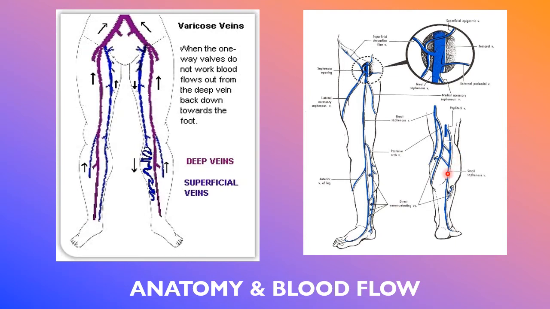As I said, there are multiple communicating veins between the superficial and the deep veins, and these are located in the medial aspect of the lower thigh, below the knee, the upper aspect of the leg, and the lower third of the leg. These are known as the perforators, which connect the superficial to the deep veins and direct the blood flow from the superficial to the deep system and then finally towards the heart.